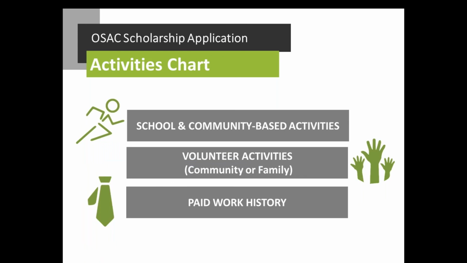Now we move on to the activities chart. Here we ask that you provide up to 20 activities, the dates, the hours, which is the time spent, and the responsibilities or accomplishments of these activities. We ask for 3 different types of activities: school and community-based activities, volunteer activities, and paid work history. If you are a working adult or an adult returning to college, you may not have any school-based activities, and that is okay.